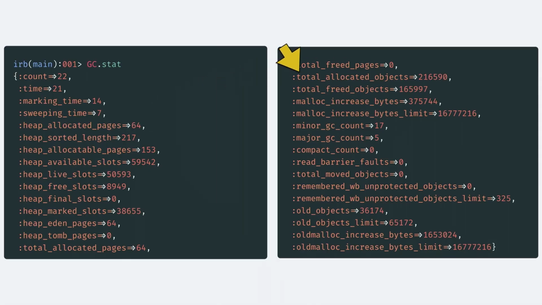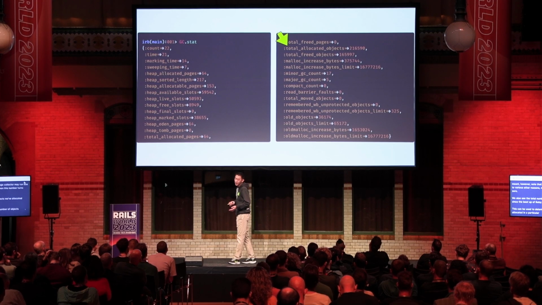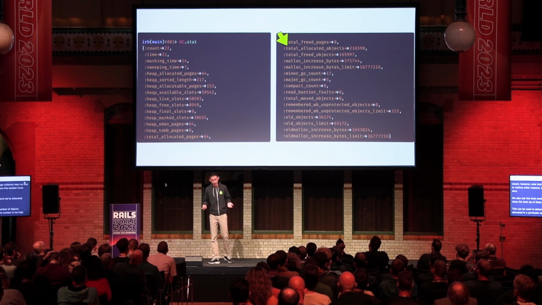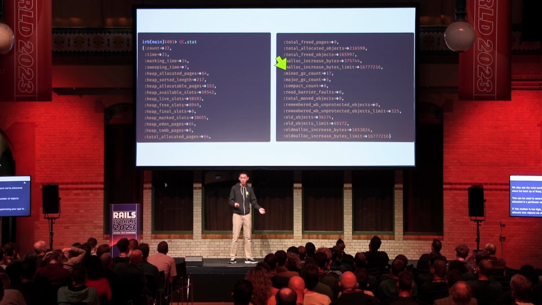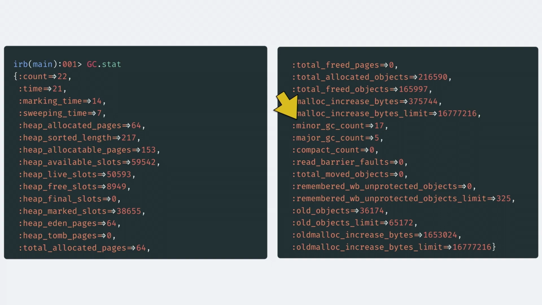We also see the total number of objects we've allocated since the boot up of Ruby. This can be used to determine the number of objects allocated in a particular request. If this number is too high, consider optimizing your app to allocate fewer objects. We also see the number of major and minor garbage collection cycles and compaction cycles.